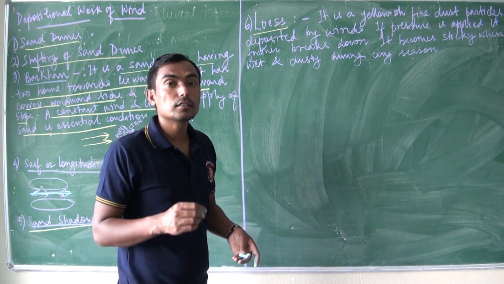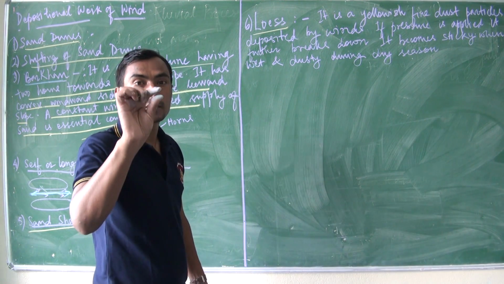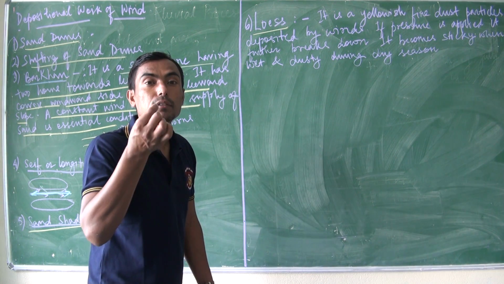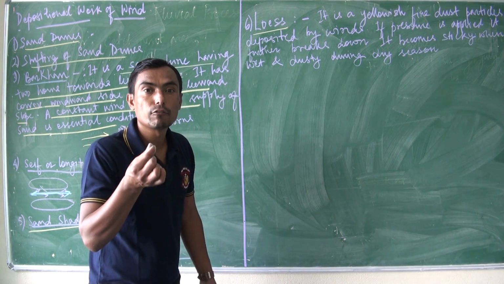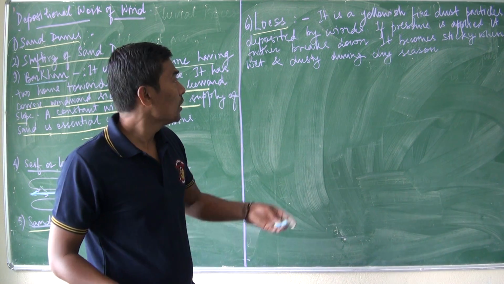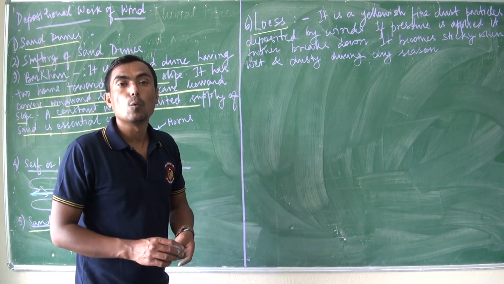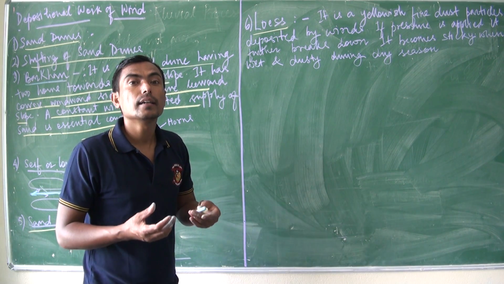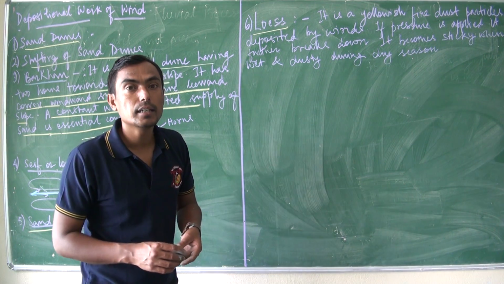Now if you look here, this Loess is so fine that if you take a pinch of Loess and apply pressure between your two fingers, it will start to crumble, it will start to break within your fingertips, and that is why it is also referred to as Loess. Now this Loess has one important characteristic. Whenever it gets wet, it becomes very sticky, and whenever it becomes dry, it becomes very dusty.